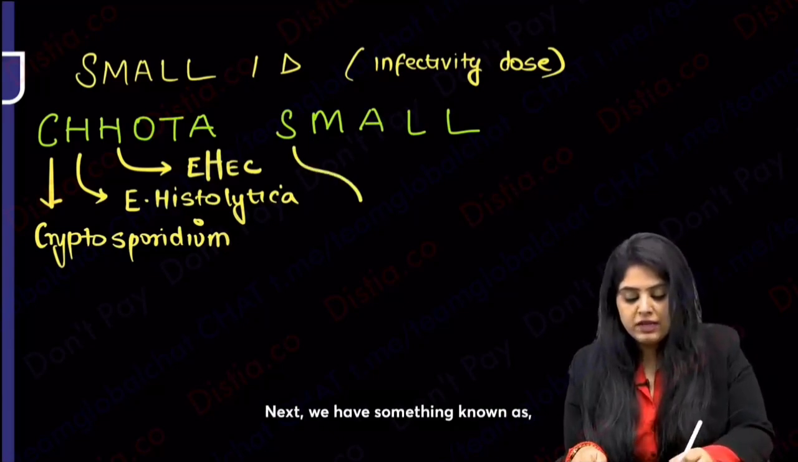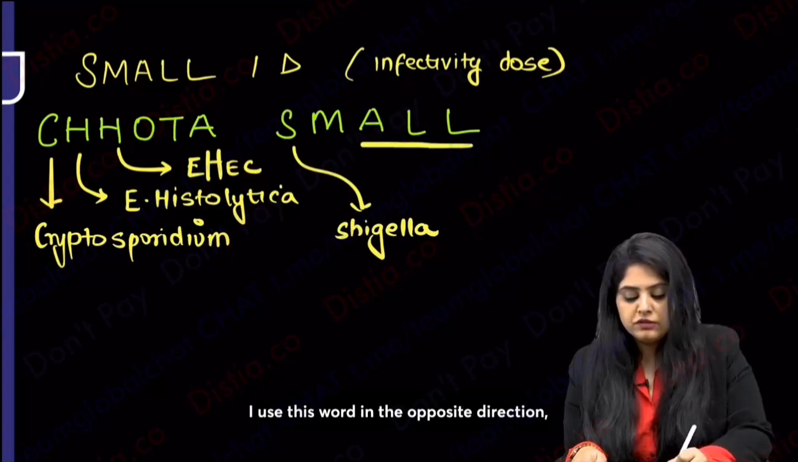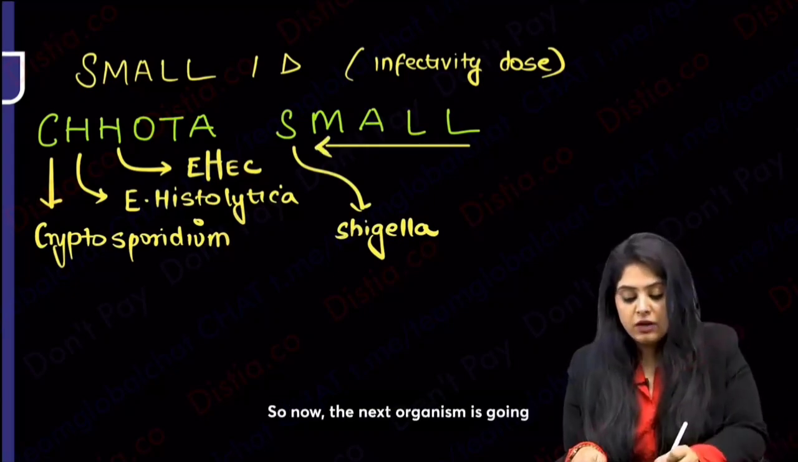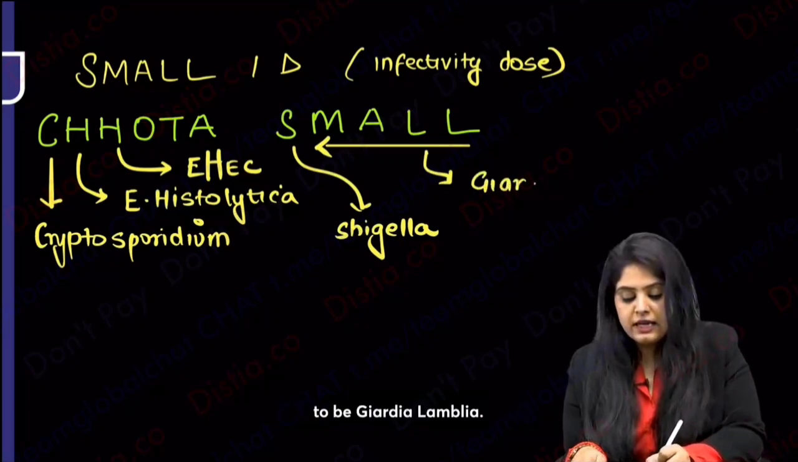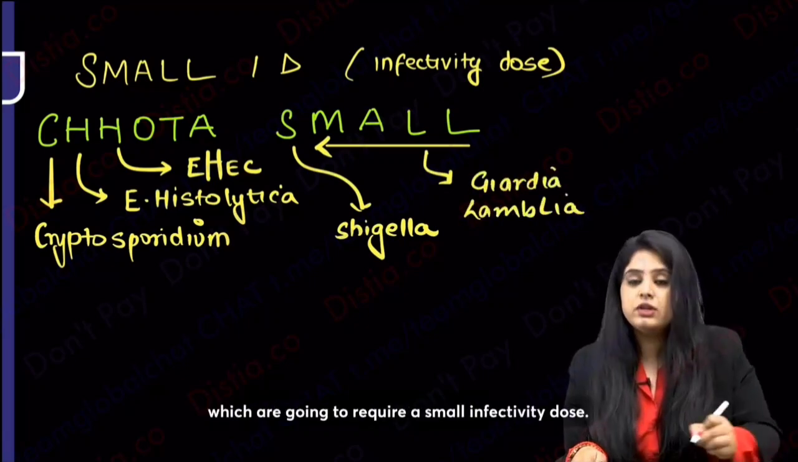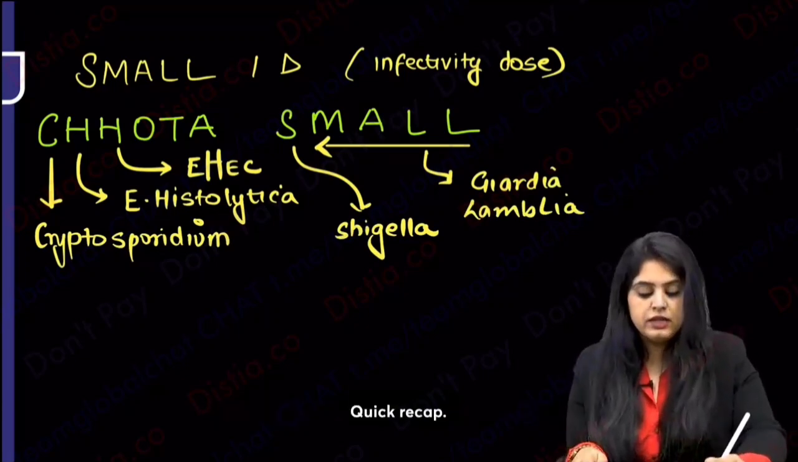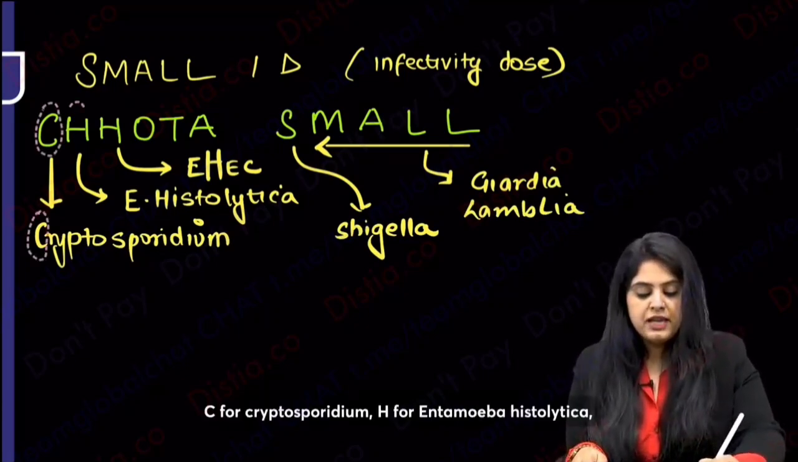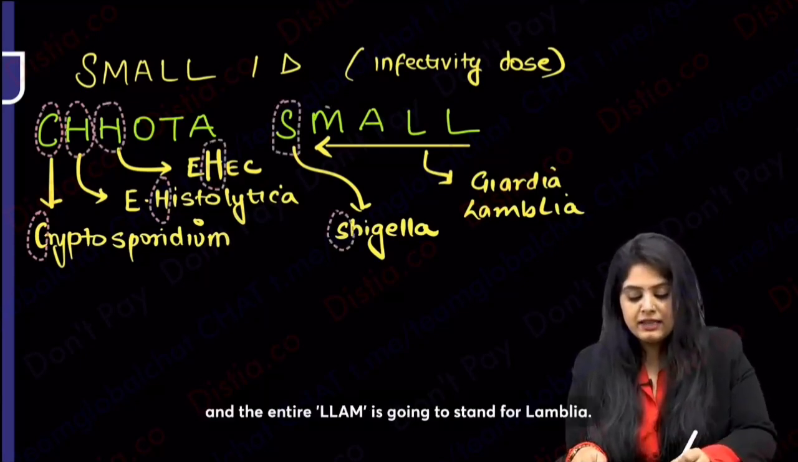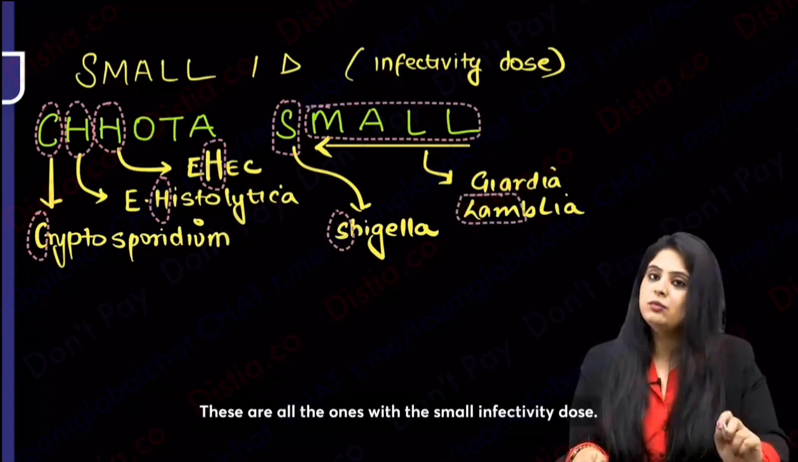Next, we have S, S for Shigella. And if I use this word in the opposite direction, lamb, it is sounding like lamblia. So the next organism is going to be Giardia lamblia. Please note, these are all the organisms which require a small infectivity dose. Quick recap: C for Cryptosporidium, H for Entamoeba histolytica, H for enterohemorrhagic E. coli, S for Shigella, and the entire lamb stands for lamblia. These are all the ones with a small infectivity dose.